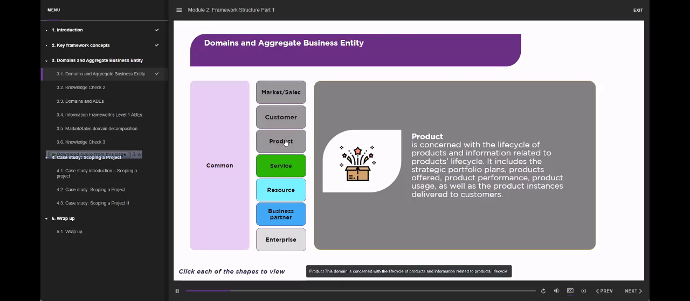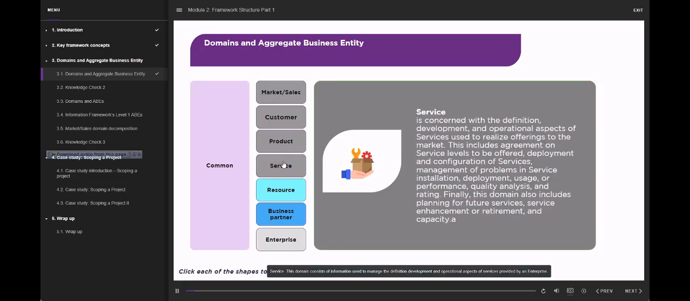Product. This domain is concerned with the life cycle of products and information related to those products' life cycles. It includes the strategic portfolio plans, products offered, product performance, product usage, as well as the product instances delivered to the customers.